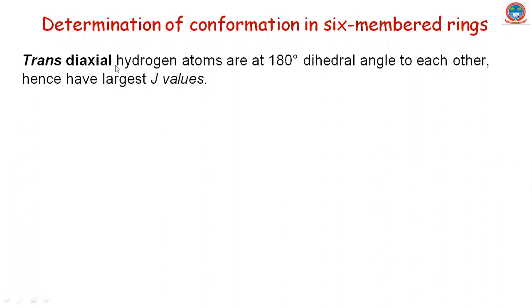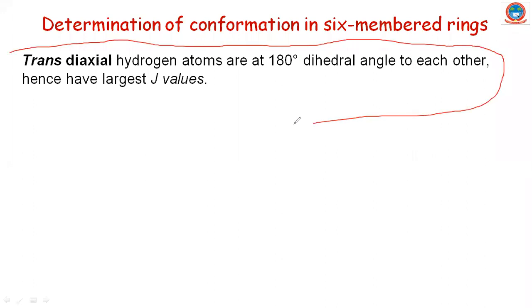You see trans diaxial hydrogen atoms जो होते हैं in cyclohexane, we are talking 6 member में cyclohexane, cyclic rings, ring cyclic structure. So we know trans diaxial hydrogens atoms are at 180 degree. Neighboring hydrogens की बात हो रही है, diagonal angles to each other, hence have largest coupling. So this is the basic idea. This is the basic concept in cyclohexane ring compounds.